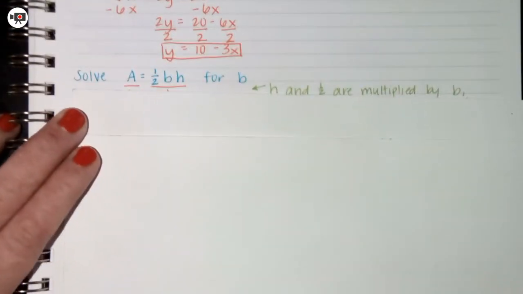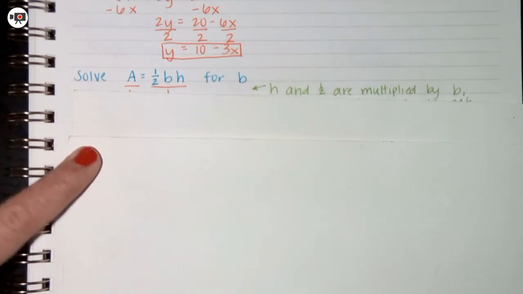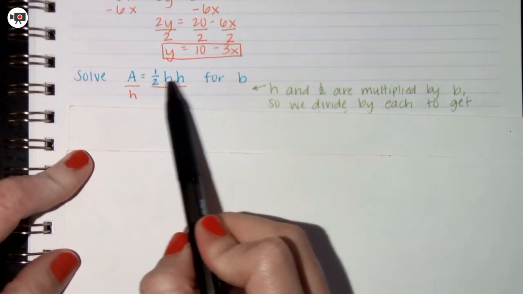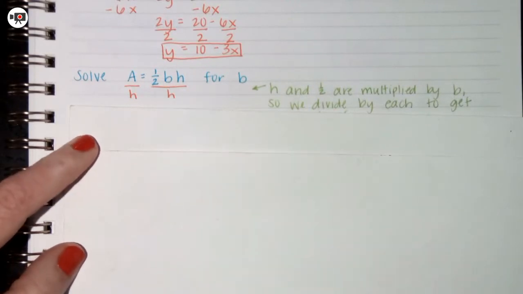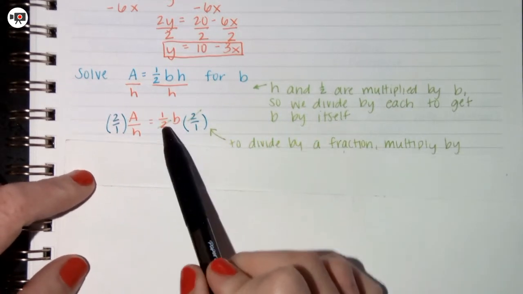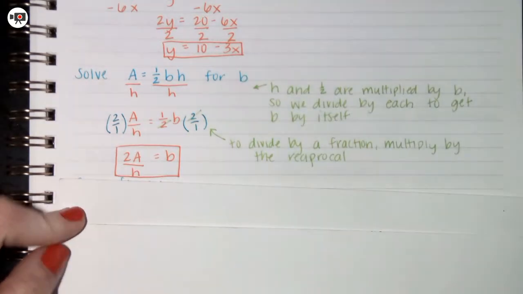Now if I solve A equals 1/2 base times height, we're going to solve for b. To do that, 1/2 and h are each being multiplied by b. So I divide each side by h, then I need to divide by 1/2 by multiplying by the reciprocal, and I get 2A over h equals b.